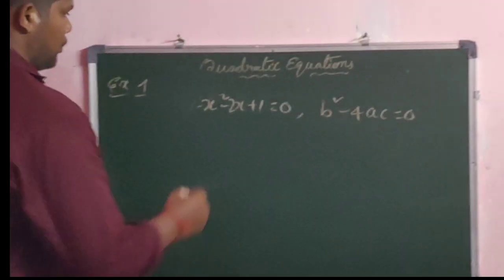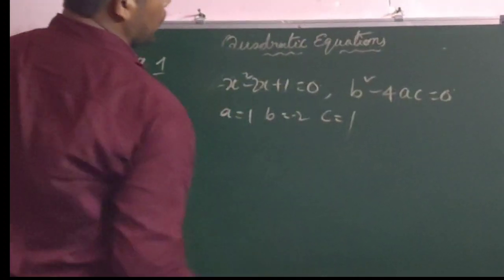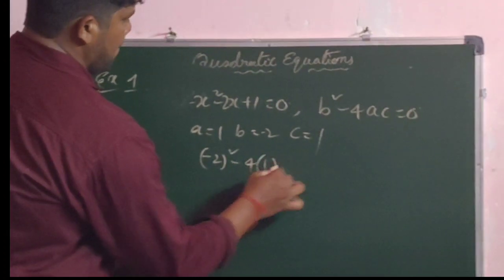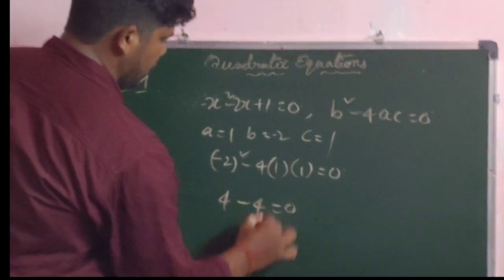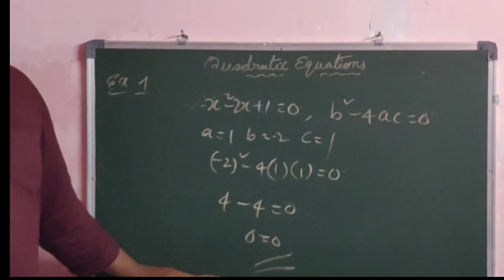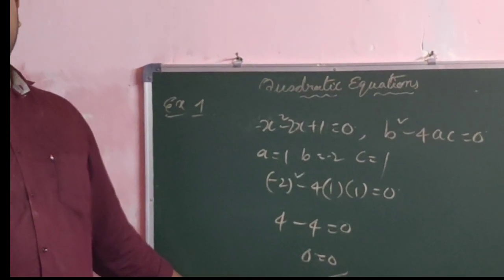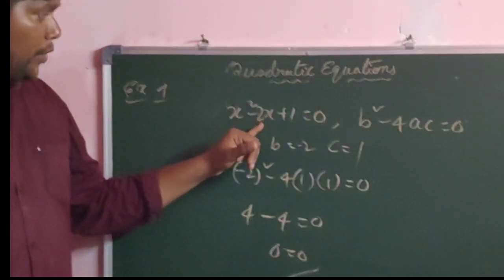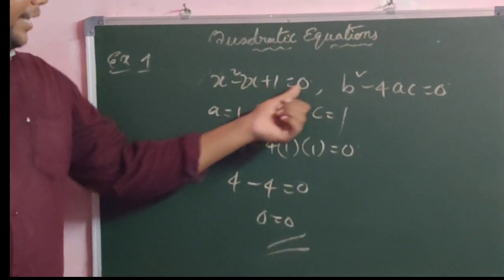The condition is equal to 1. So a is equal to 1, b is equal to minus 2 and c is equal to 1. So b square, minus 2 whole square, minus 4 into a 1, c 1 equal to 0. So 4 minus 4 equal to 0, 0 equal to 0. The condition is satisfied. The roots are equal roots, equal real roots. Clear? Carefully, all of you. So what is this expression? x square minus 2x plus 1 equal to 0.